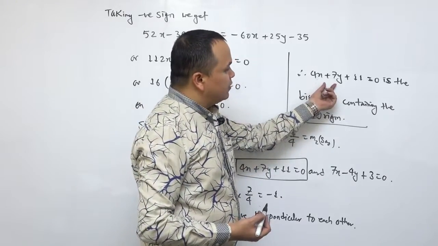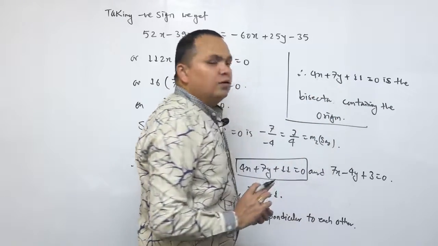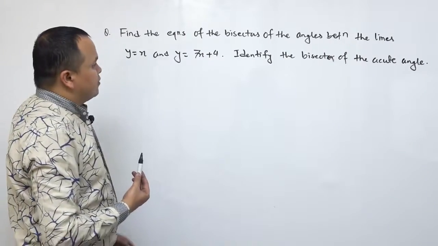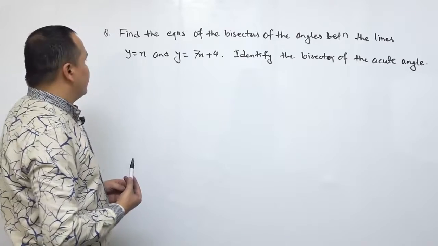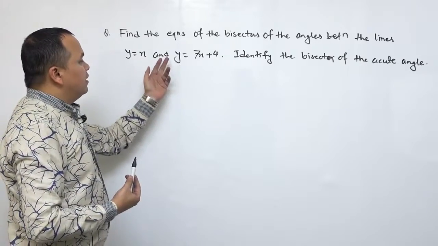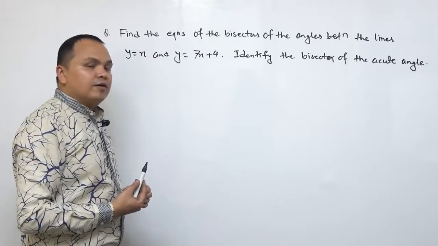4x plus 7y plus 11 is equal to 0 is the bisector containing the origin. We have another example. Find the equations of the bisectors of the angles between the lines y is equal to x and y is equal to 7x plus 4. Identify the bisector of the acute angle.